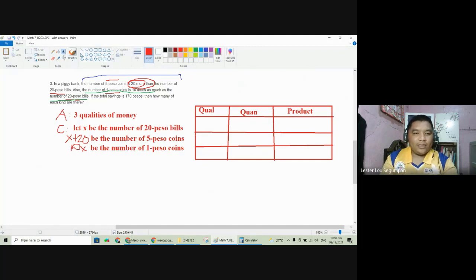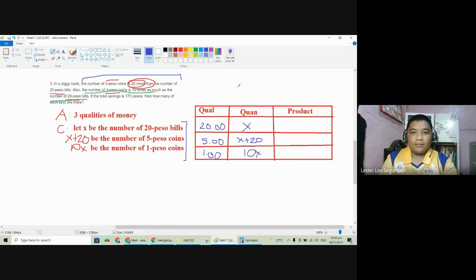So you have here the quality to be 20 peso bill. I'm going to arrange it just like this. The 20 peso bill stands for 20.00. It's okay to do that, or you may just say 20, but let me just write it that way. I have here 5 peso coins and 1 peso coins. We don't know how many they are, but we have represented them already here. So the number of 20 peso bills is x, the 5 peso coins is x plus 20, and the 1 peso coins is 10x.